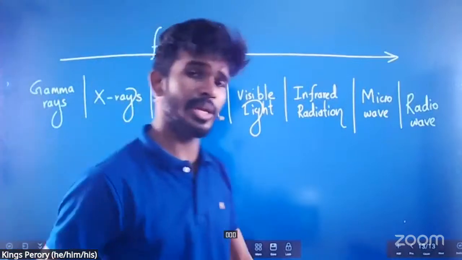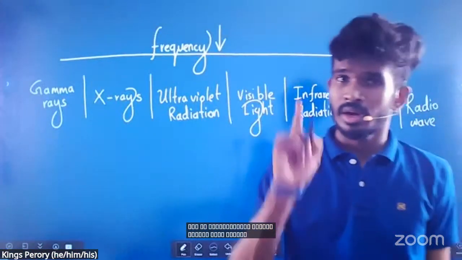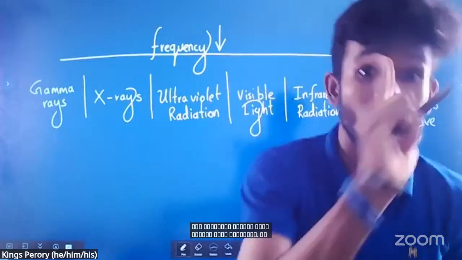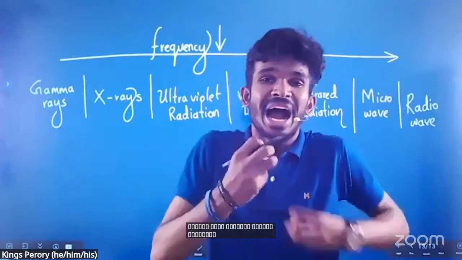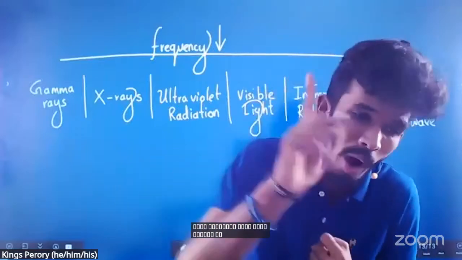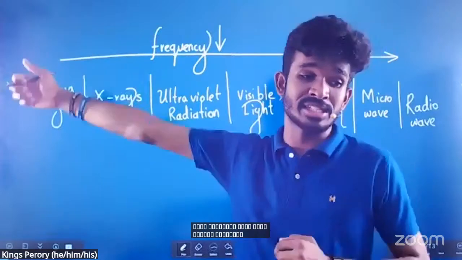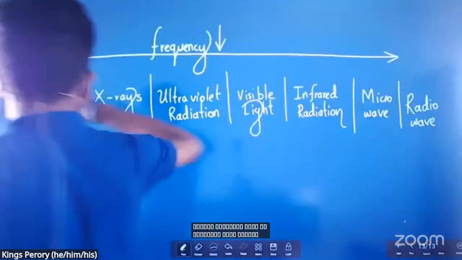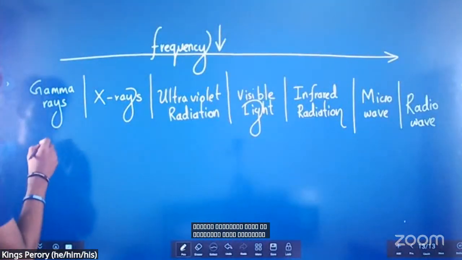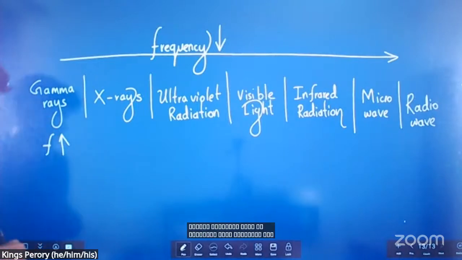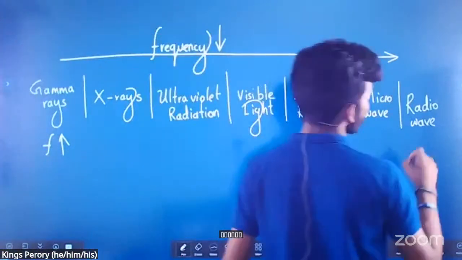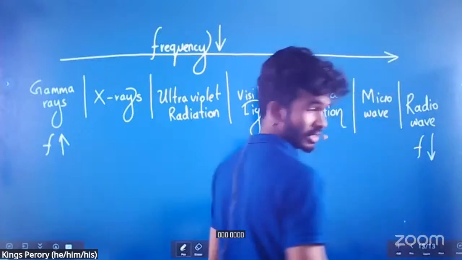What does frequency mean? Last week's work: the number of oscillations in a unit time. Simply, how many waves are there in 1 second? Frequency decreases this way. Gamma rays have the highest frequency. Radio waves have the lowest frequency.